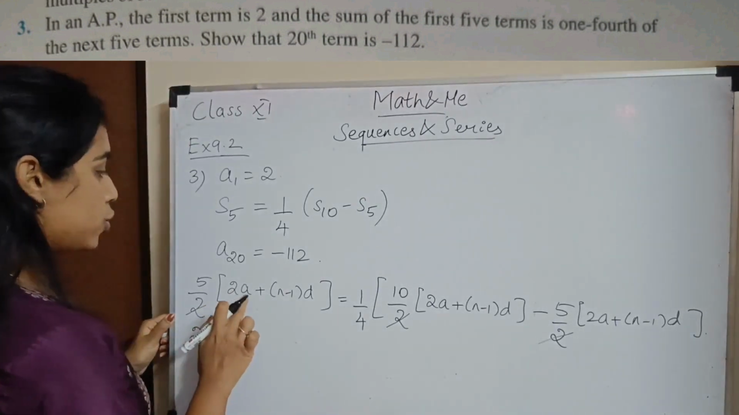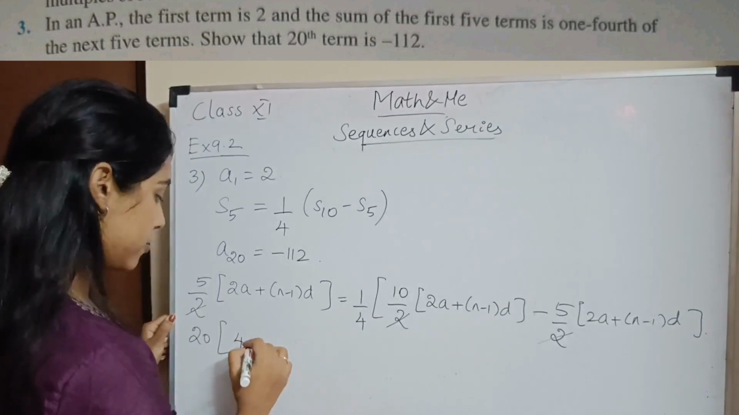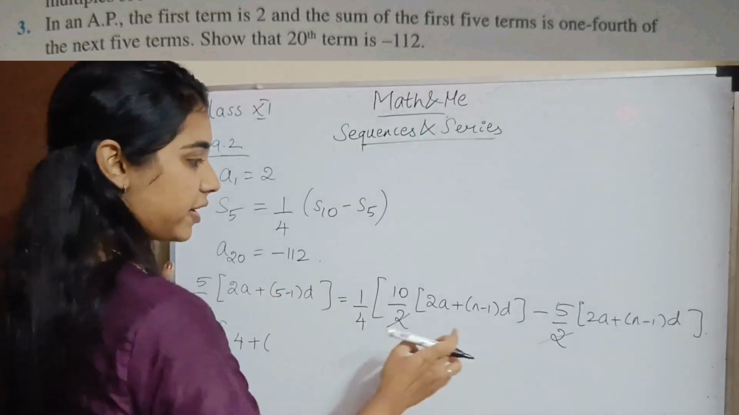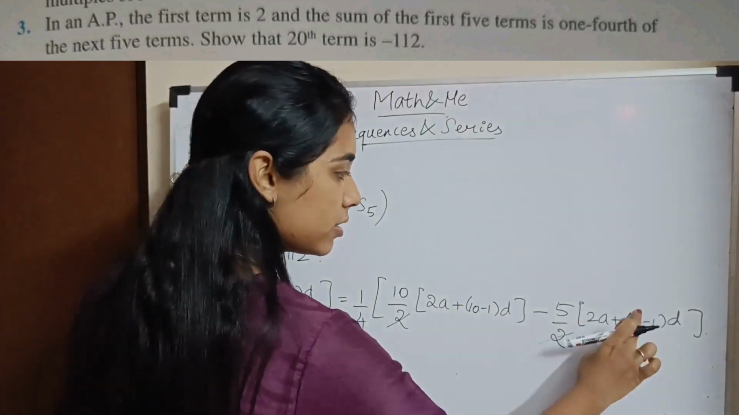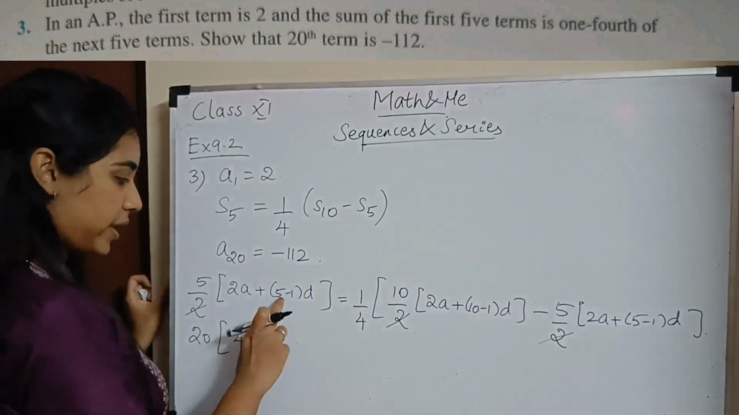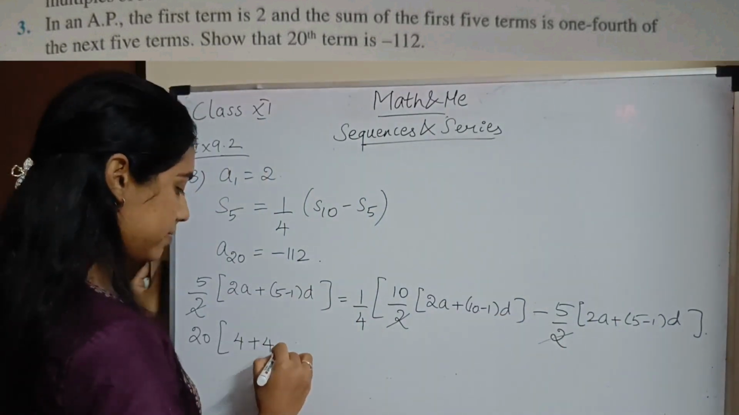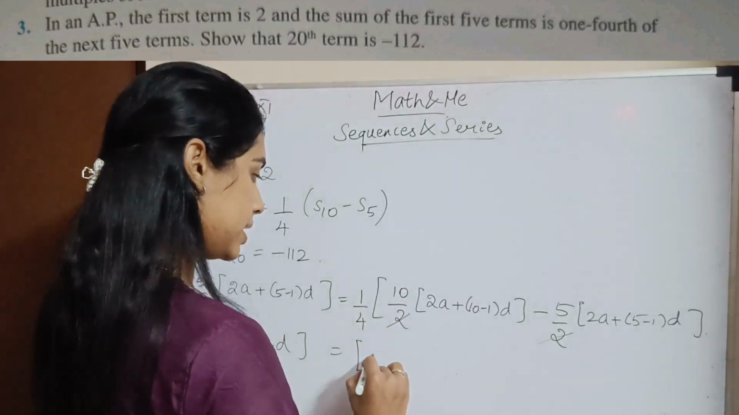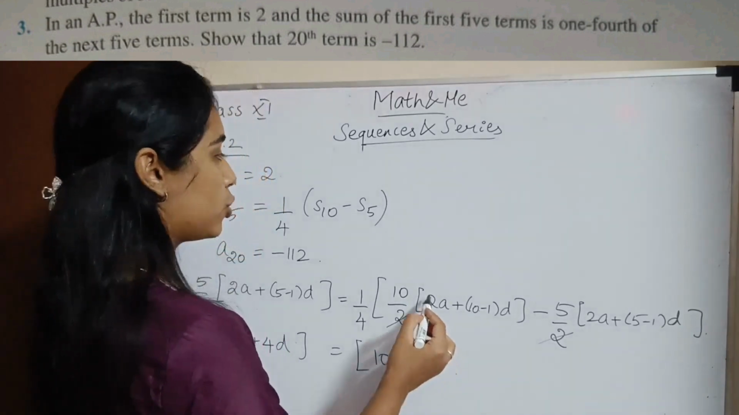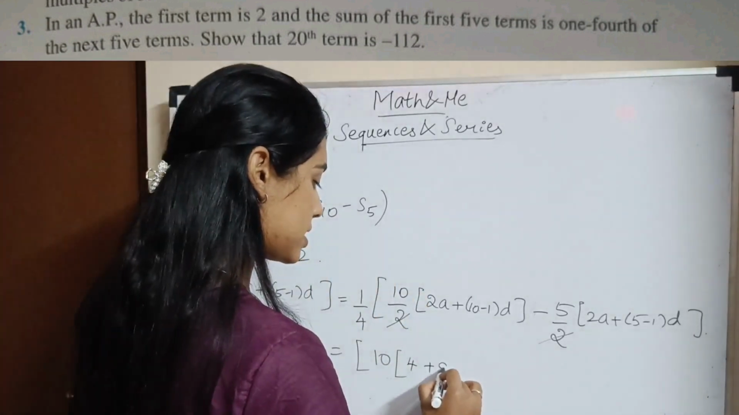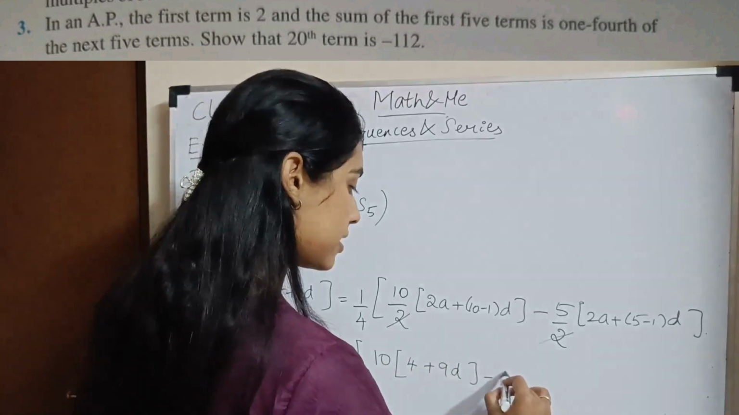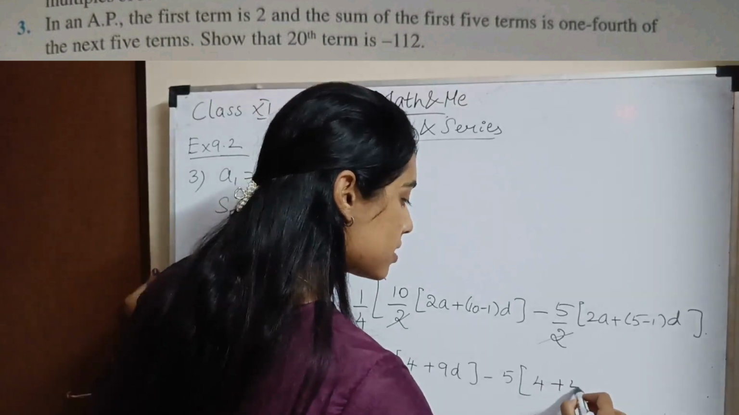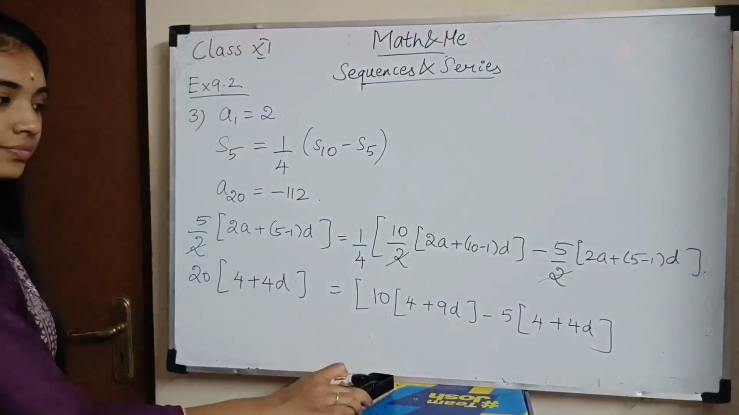20 of 2a. What is your a? 2. So 2 times 2 is 4, plus what is your n? 5 minus 1. I'll substitute for n here: 10 minus 1, 5 minus 1. So what do I have? 5 minus 1, which is 4d, equals, I've taken this 1 by 4 here. So what am I left with? 10 times 2 times 2 is 4 plus 9d, minus 5 times 2a, 2 times 2, 4 plus 4d.